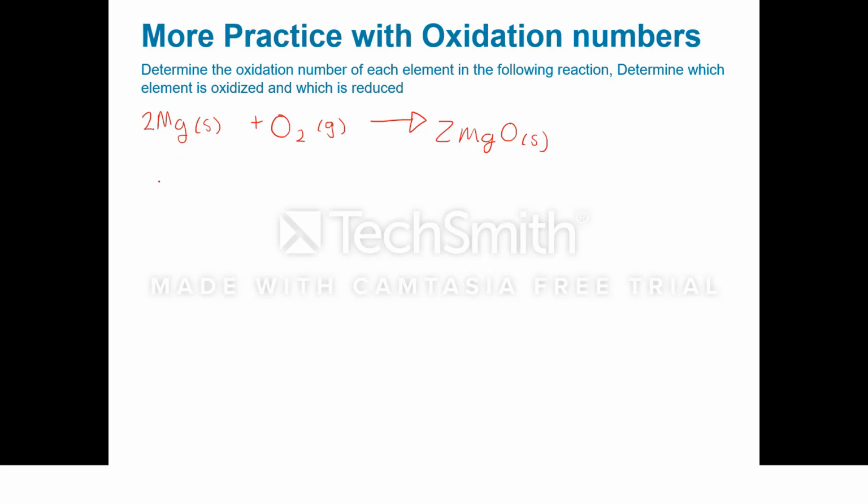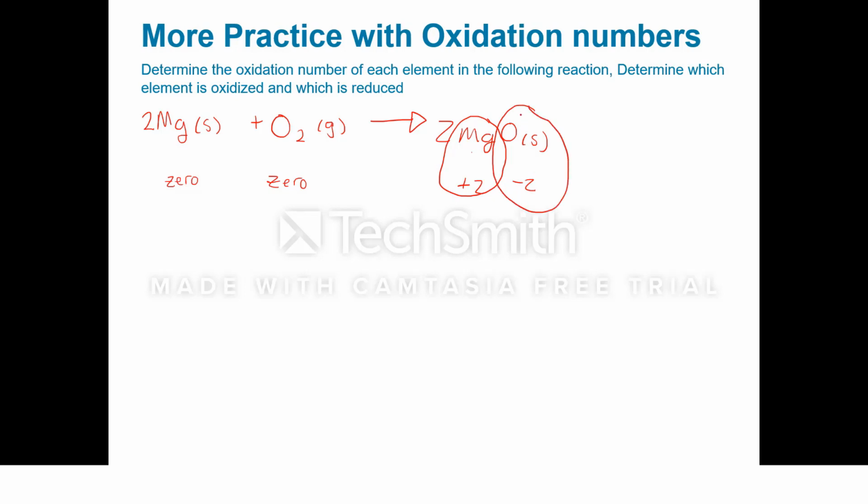From our first rule, any atom not paired with any other type of atom has an oxidation number of 0. Both magnesium and oxygen have an oxidation number of 0 as reactants because neither of them are paired with any other type of atom. Okay, now as products, the oxidation number of magnesium is +2. And for oxygen as a product, oxygen has the oxidation number of -2.